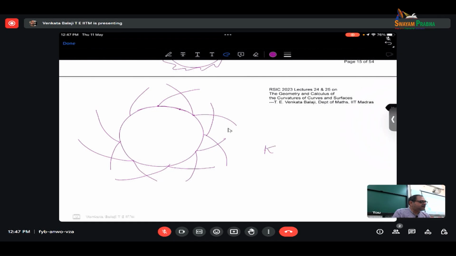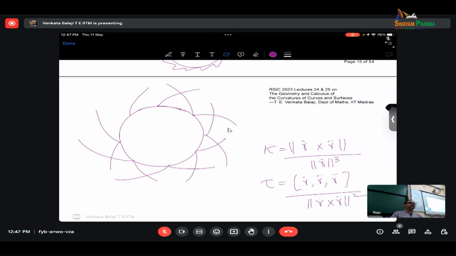Yes, there are a lot of formulas. Just open, for example, Pressley. There's a formula for curvature in terms of vector formula. There's a formula for torsion. In fact, you will get formulas like this. For example, curvature is just the norm of gamma dot cross gamma double dot, divided by the norm of gamma dot cubed. Torsion is the scalar triple product of gamma dot, gamma double dot, gamma triple dot, divided by the norm of gamma dot cross gamma double dot squared. You can write formulas like this, for a curve given by gamma.